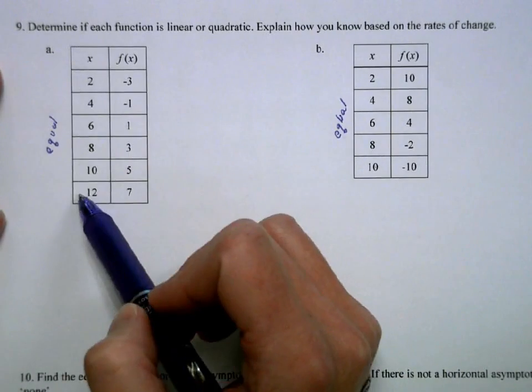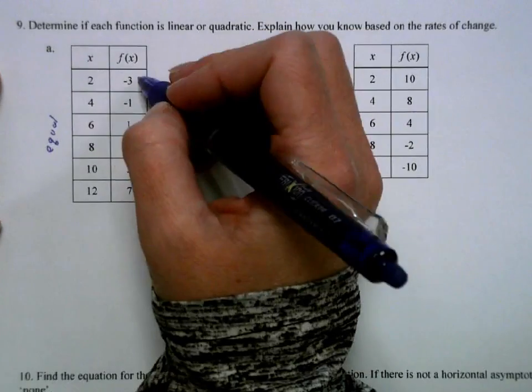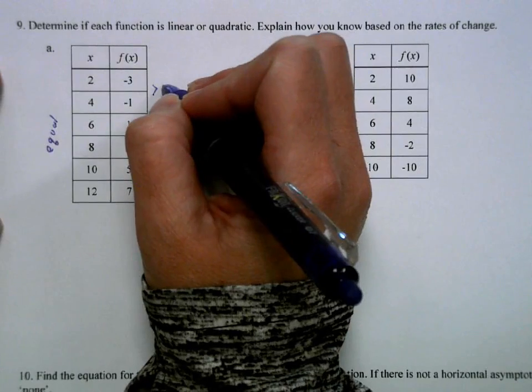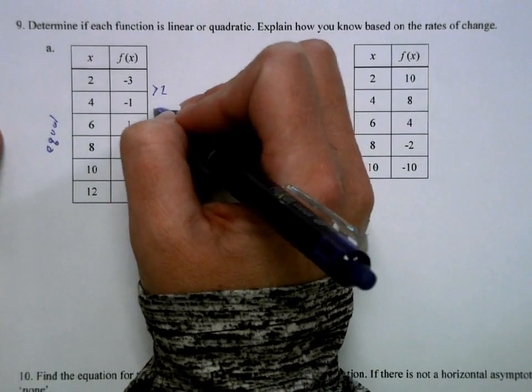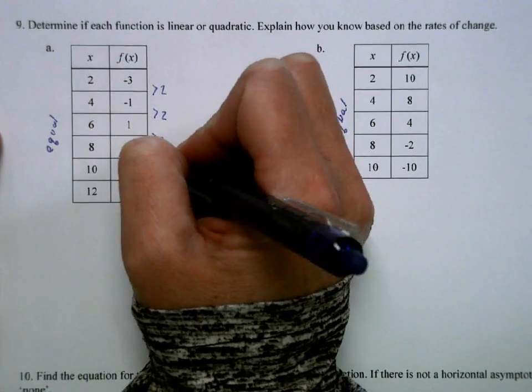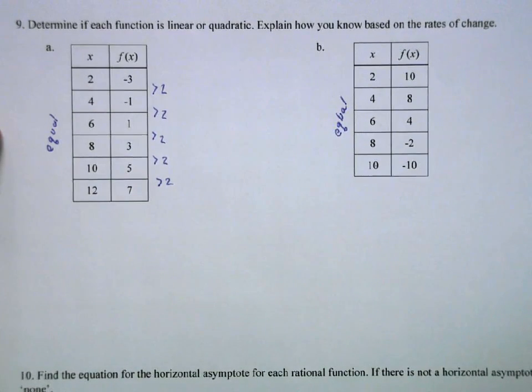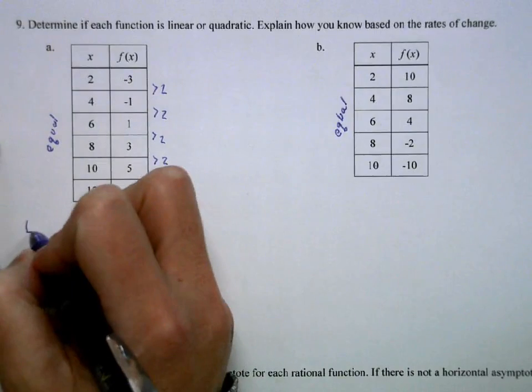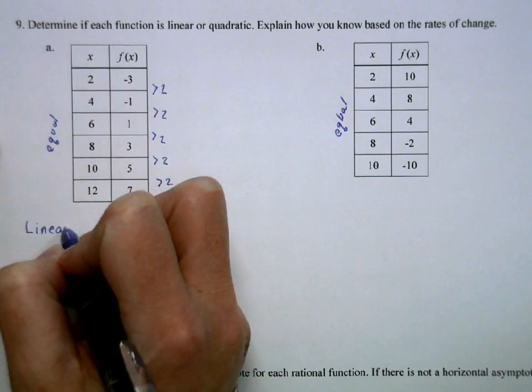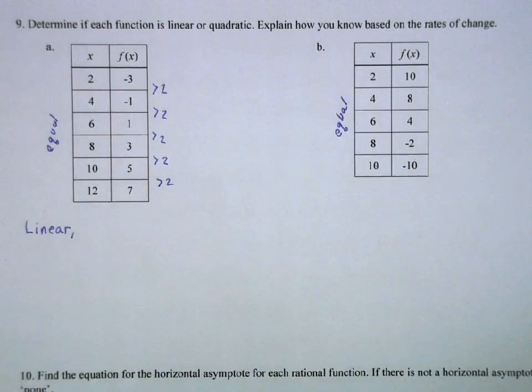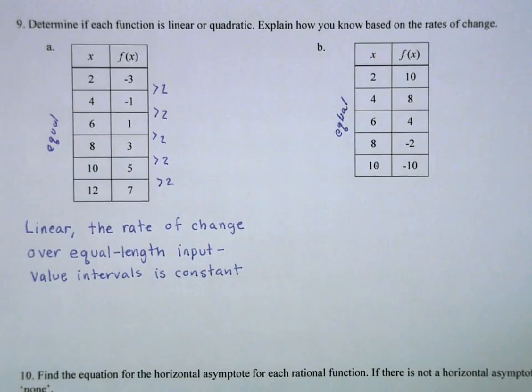So here, if I look, that difference is we're going up 2, up 2, up 2, up 2, up 2, which would make this linear. Okay, and we're going to write the reason based on the rates of change, but keep in mind this will be multiple choice, so you just want to pick the right one. So our justification is the rate of change over equal length input value intervals is constant.